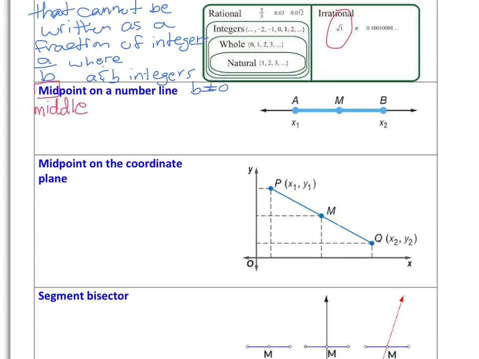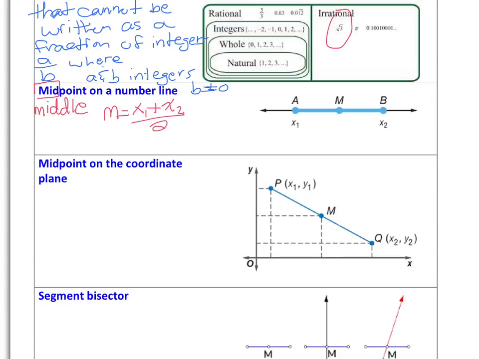So here to the right we have a number line in one dimension, and point A is located at x sub 1, B is at x sub 2. Well, the middle between two real numbers would be the average between those two numbers. So midpoint equals the average between x sub 1 and x sub 2. The average between two numbers is the sum divided by 2. So let's throw some numbers at it.